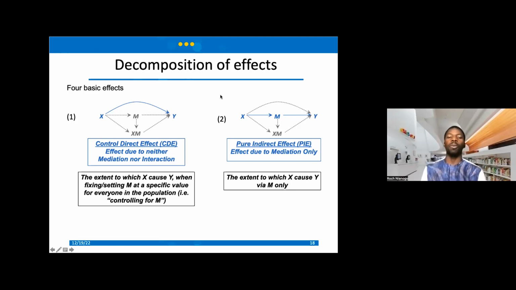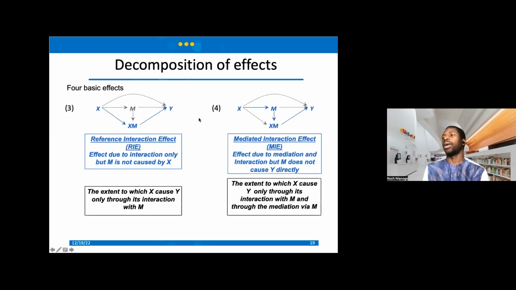All right. And so the pure indirect effect is basically the effect that is due to mediation only. So imagine that the only relationship between adverse childhood experience and cognitive difficulties were to go through psychological resilience, right? So that's the pure indirect effect, basically the extent to which adverse childhood experience affects cognitive difficulties via psychological resilience only. That's the pure indirect effect.